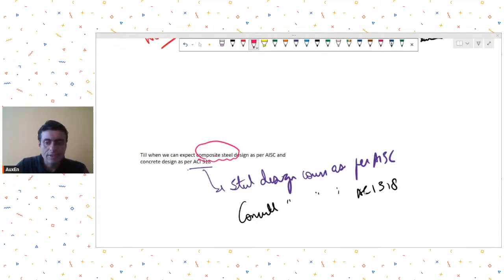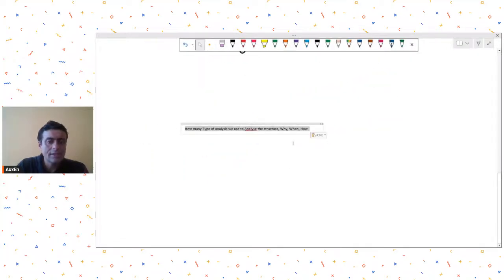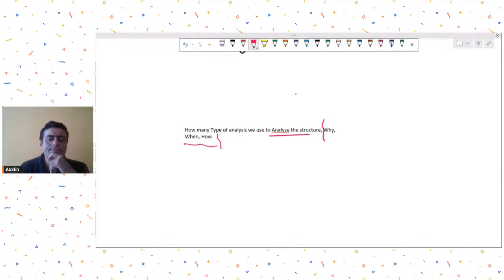Then the next question is from engineer Rupak Raj. He is a working professional joining us from Noida. He is asking how many types of analysis we use to analyze the structure. Why, when, how? What is why, when, how? Types of analysis we use to analyze the structure. I'm not sure what he's trying to ask. What is meant by type of analysis?